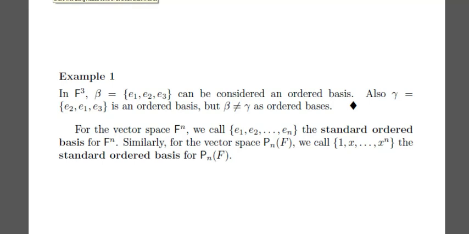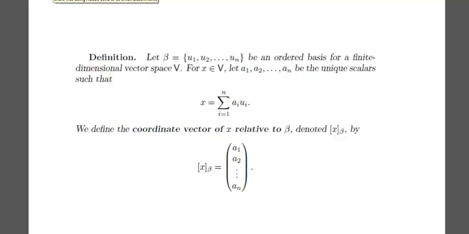Now for the vector space Fn, we call e1, e2 till en the standard ordered basis for Fn, and for the space Pn(F), polynomials of degree at most n over F, we call the set 1, x, x square, and so on till x to the power n the standard ordered basis for Pn(F).